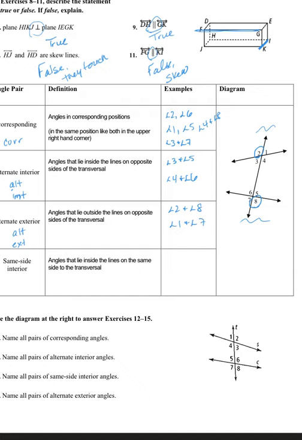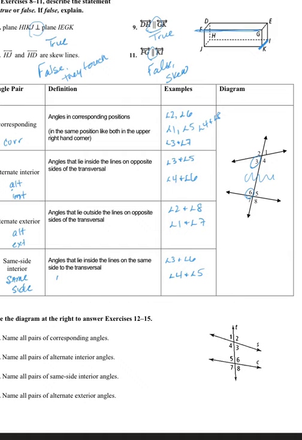Okay, the last set of angles are same side interior, and unfortunately we don't have a great abbreviation for that one. It's just same side. All right, so these are angles that lie inside the lines. They're alternate interior, but on the same side. So like angle 3 and angle 6, or 4 and 5.